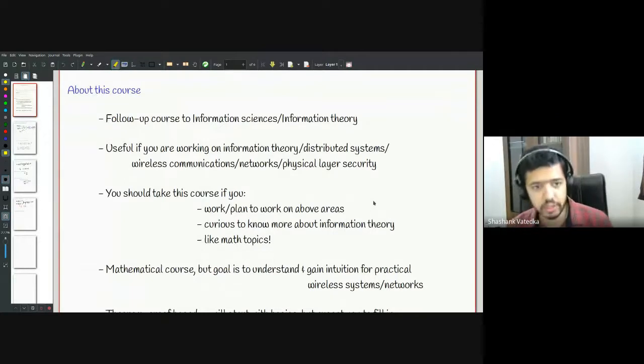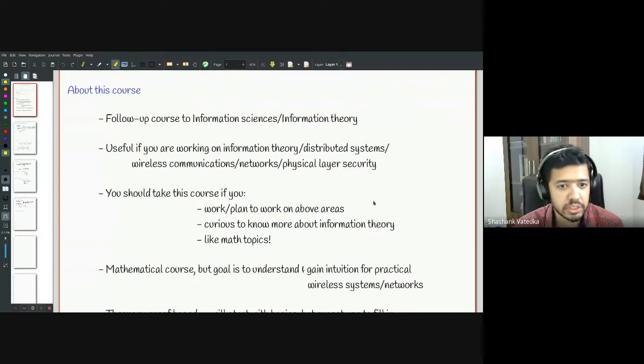Okay, so if not, then let's proceed. To begin with, this course, as I mentioned, is a follow-up to the information sciences or information theory course. And this is a very useful course if you're working on projects or research on information theory or even distributed systems, wireless communications, wireless networks, or physical layer security. Whenever you're working on these problems, you'll always encounter terms and concepts like rate regions or achievable rates. And this course is going to introduce you to all of these concepts, and we'll see this formally. So you should take this course if you plan to work on these areas.